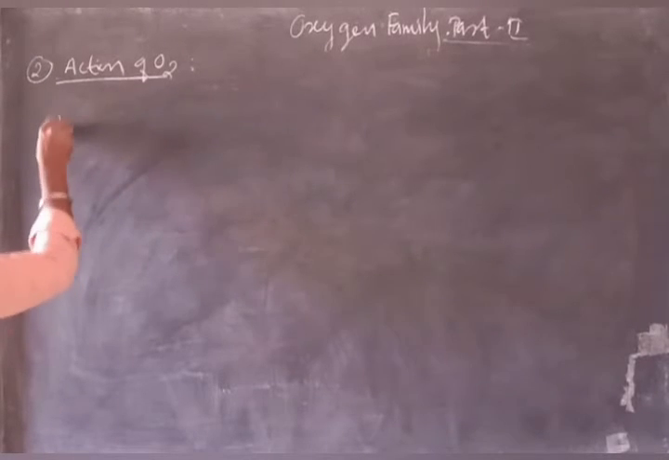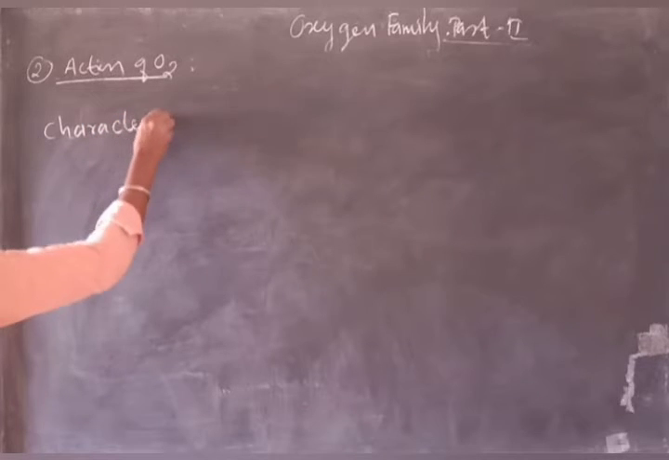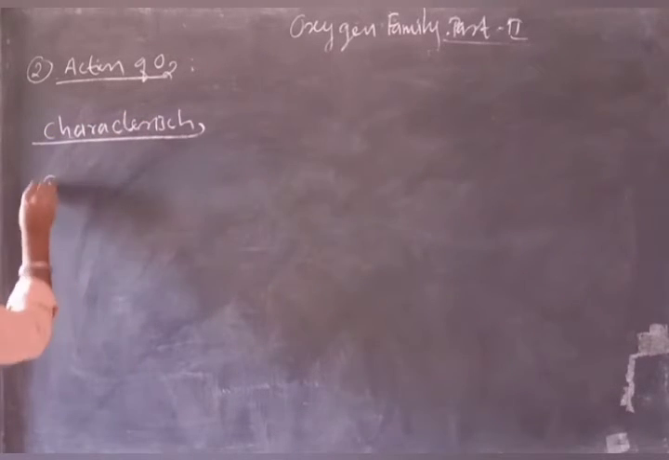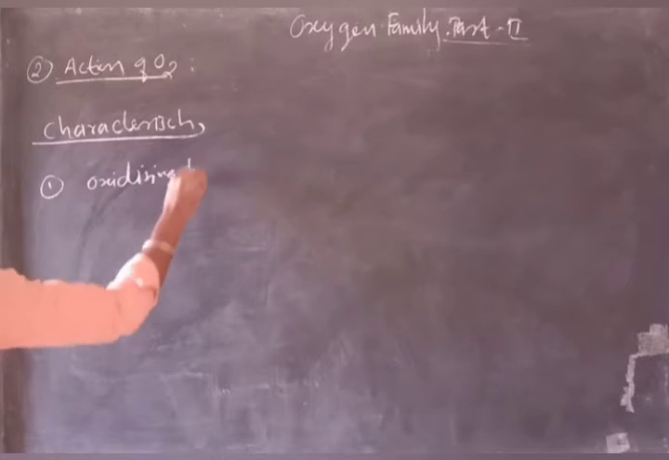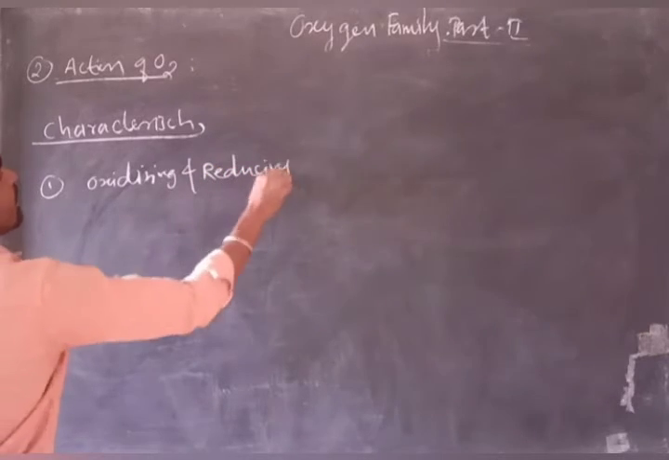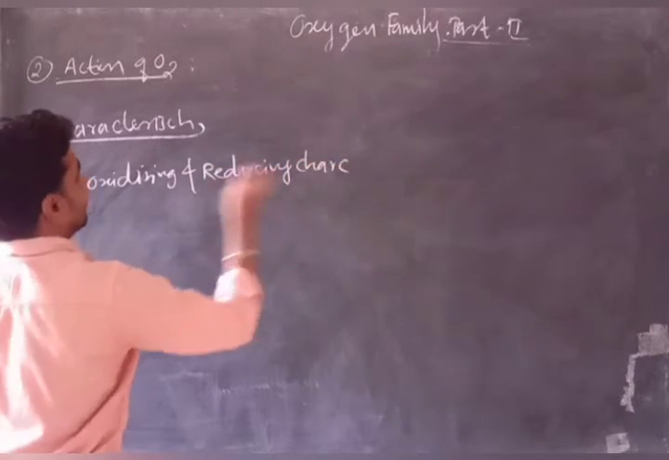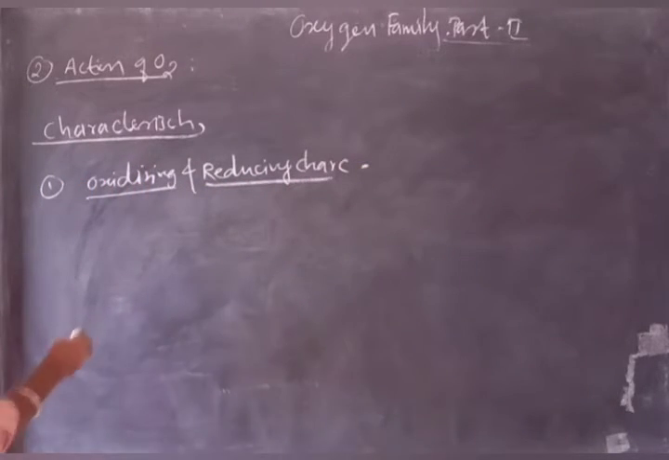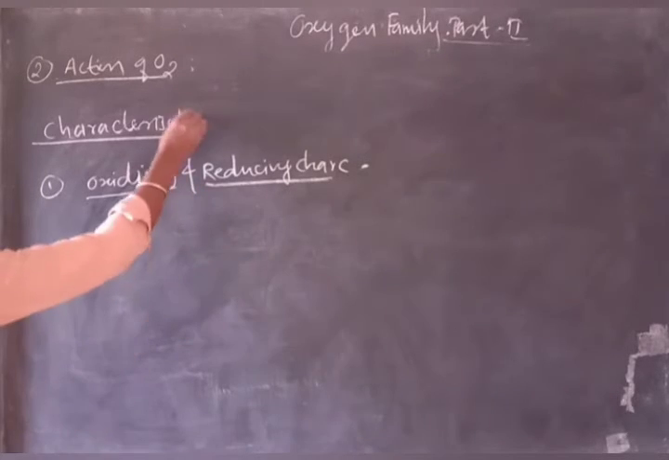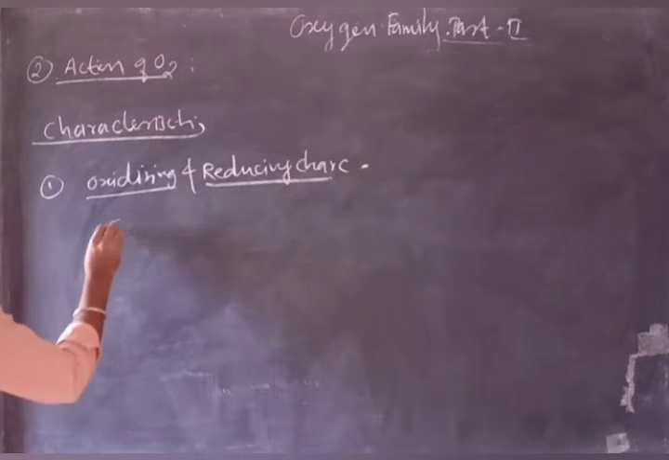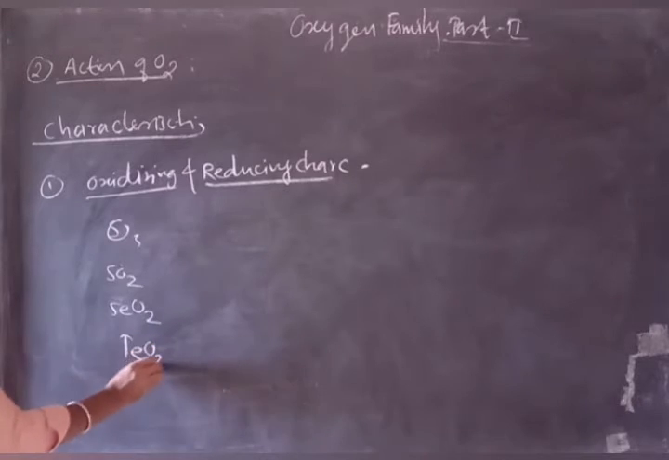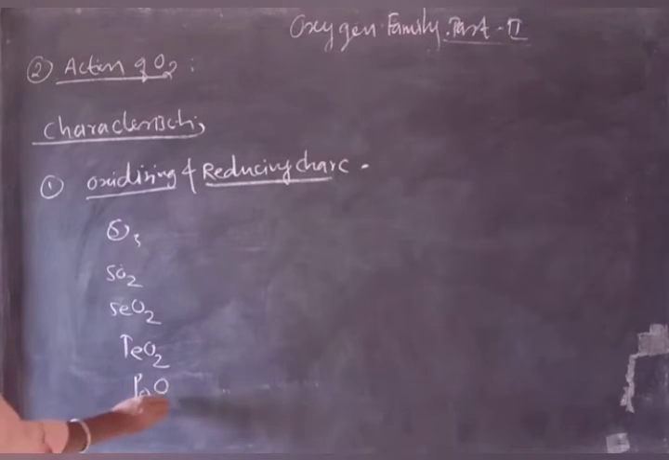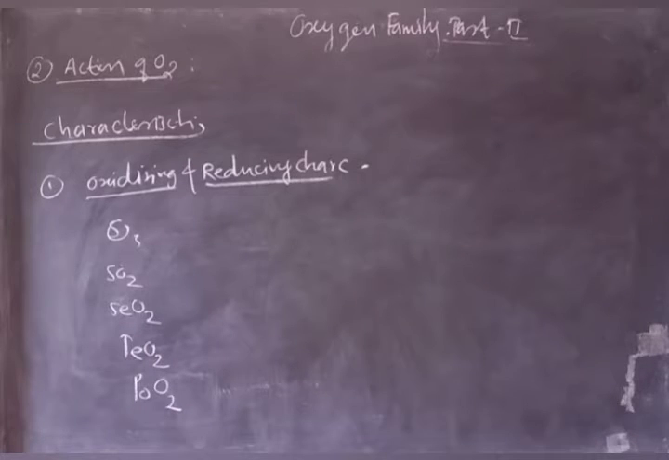We'll see their characteristics. The first is their oxidizing and reducing character. Now, the most stable oxides are obviously the dioxides. Here we have O3, SO2, SeO2, TeO2, and here PoO2. These are the dioxides of the oxygen family.